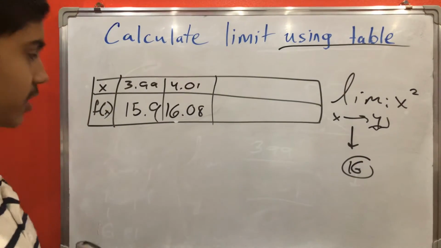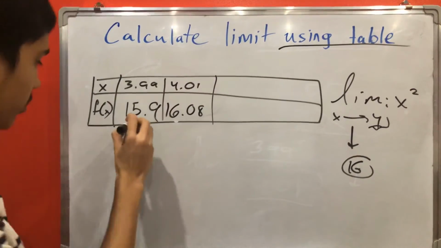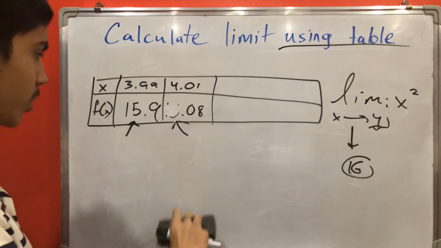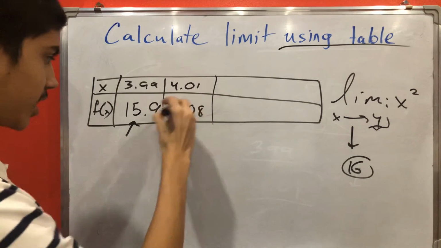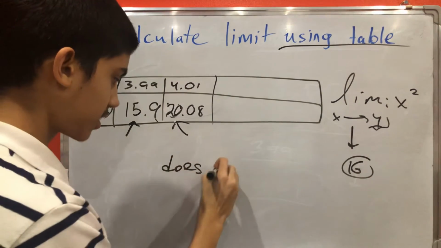But what happens if we plugged it in from the left and we plugged it in from the right, but they were not very similar numbers? For example, what if this was like 20, right? If that's the case, then we can say the limit does not exist, right?